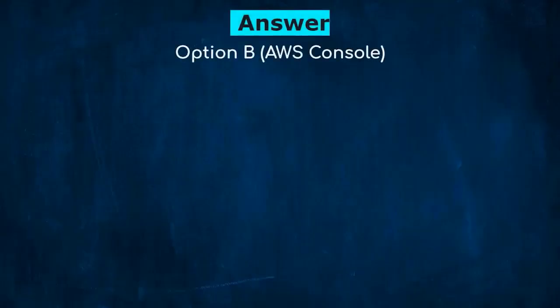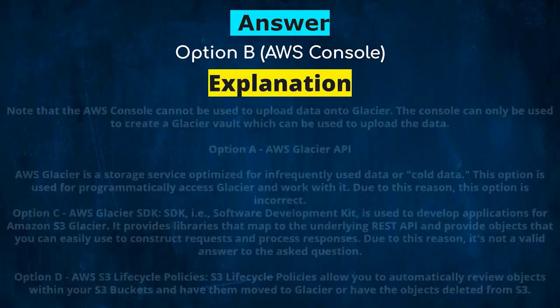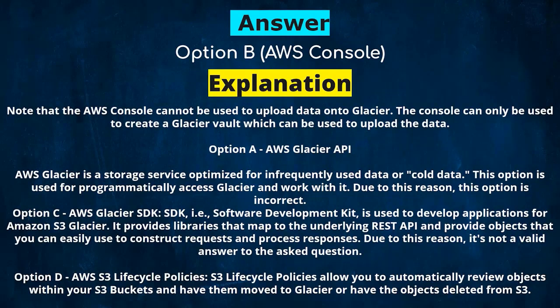AWS Console. Explanation. Note that the AWS console cannot be used to upload data onto Glacier. The console can only be used to create a Glacier vault, which can be used to upload the data. Option A. AWS Glacier API. AWS Glacier is a storage service optimized for infrequently used data or cold data. This option is used to programmatically access Glacier and work with it. Due to this reason, this option is incorrect.